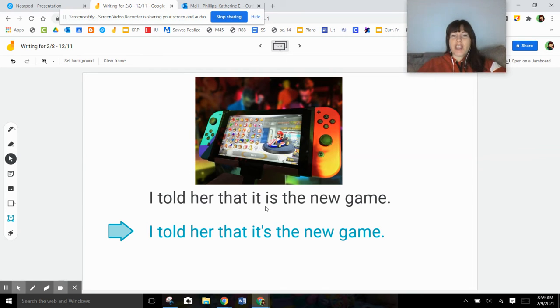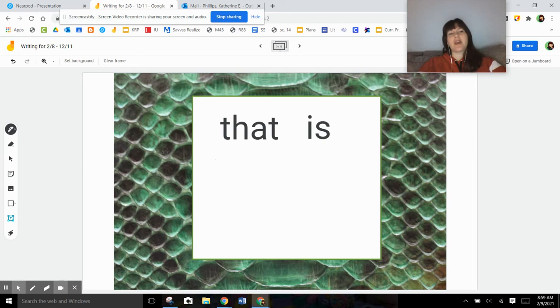So when you change the words it is into it's, you're making your writing a little bit easier for you, and you're making your writing sound more like you're actually talking to somebody close to you that you would talk to like that. So the 3 words that we're going to be doing, Miss Acton is going to show you how you turn them into a contraction.